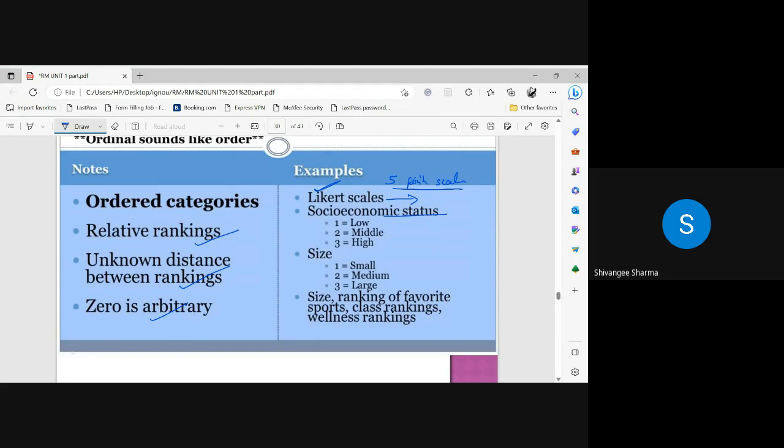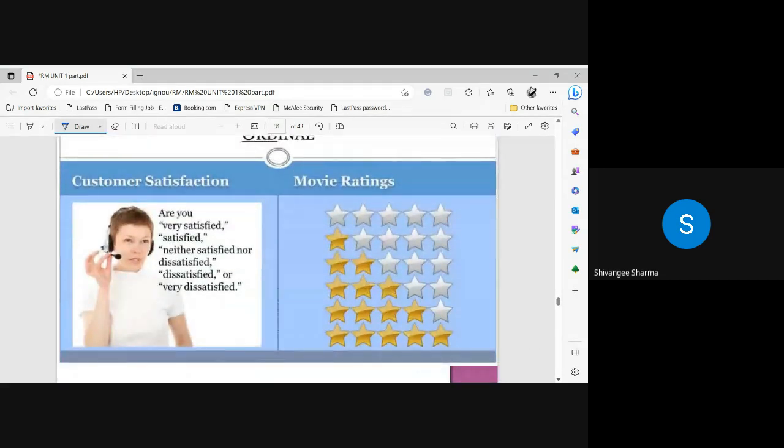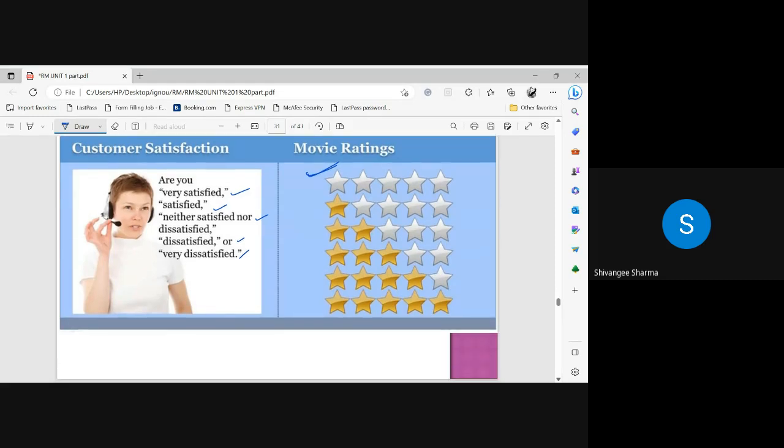Generally, socio-economic status you can take as an example: low, middle and high status. And if you want to determine some size, then small, medium, large. So this kind of scale is used when you want to rank something or compare something. Customer satisfaction, like: are you very satisfied, satisfied, neither satisfied nor dissatisfied, dissatisfied or very dissatisfied. And movie ratings, all these things are basically relative, and these use ordinal scales.